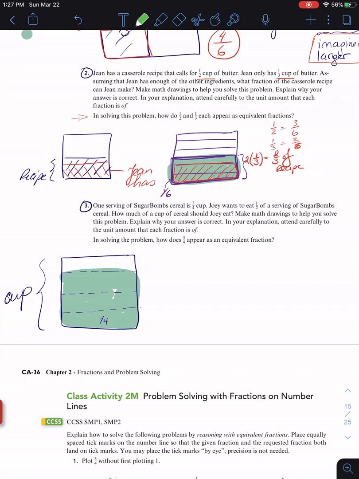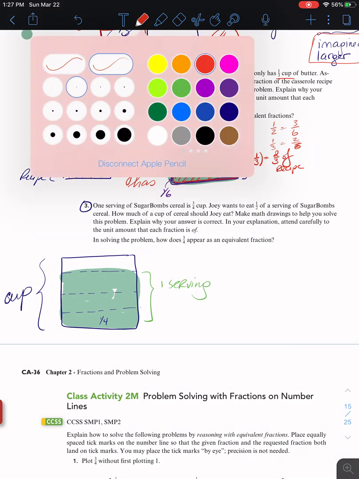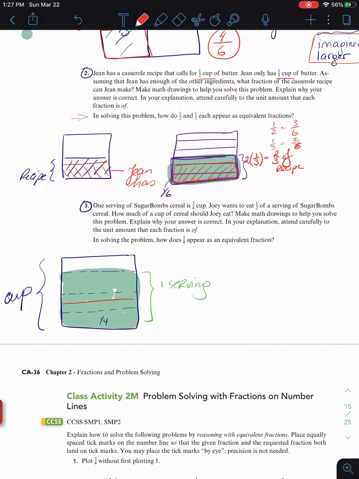Now, this is 1 serving of the cereal. Now, Joey wants to eat 1/2 a serving. He only wants to eat 1/2 of this serving. How much of a cup should Joey eat? Well, we're trying to cut the cup into quarters and into halves, and further, the 3/4 into a half.